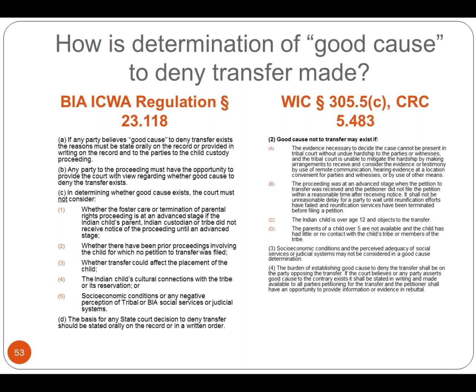If the court believes or any party asserts that good cause to the contrary exists, it shall be stated in writing and made available to all parties petitioning for the transfer. And the petitioner shall then have an opportunity to provide what's called rebuttal evidence.